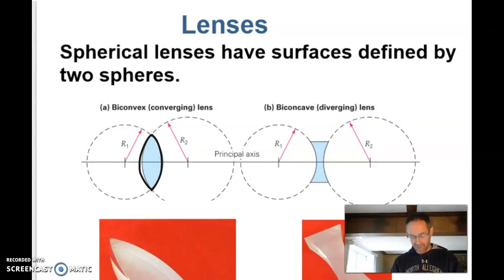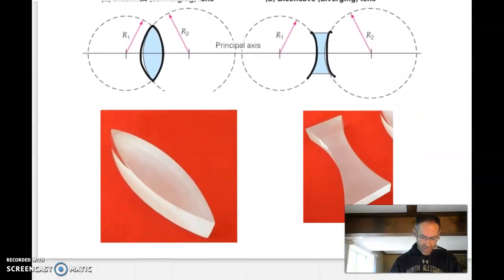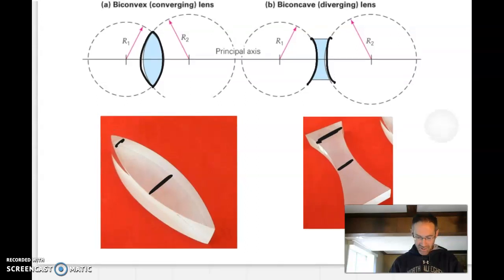I could do it differently too, where the two weren't actually overlapping, but I just fill the space, or some of the space, in between them with glass. And now you'd see that this side belongs to the sphere on the left, and this side belongs to the sphere on the right. It gives you two very different shapes. The one on the left gives you a shape that's thicker in the middle than it is on the edges. We're going to call that a converging lens. The shape on the right is thinner in the middle than it is on the edges. We're going to call that a diverging lens, as you can see there at the top.